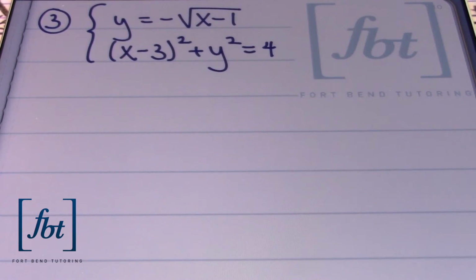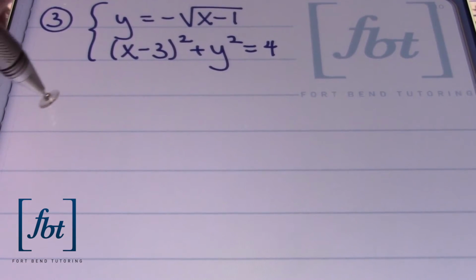So here we go with problem number 3. We have y equals the negative square root of x minus 1, and we also have the quantity of x minus 3 squared plus y squared equals 4. So what we'll be doing in this problem is, once again, doing a bit of substitution. So since our first equation already has y solved for, we're going to use that in the second equation. And by the way, this is a square root function and a circle that we're trying to find the potential intersection of. All right, so let's check it out.